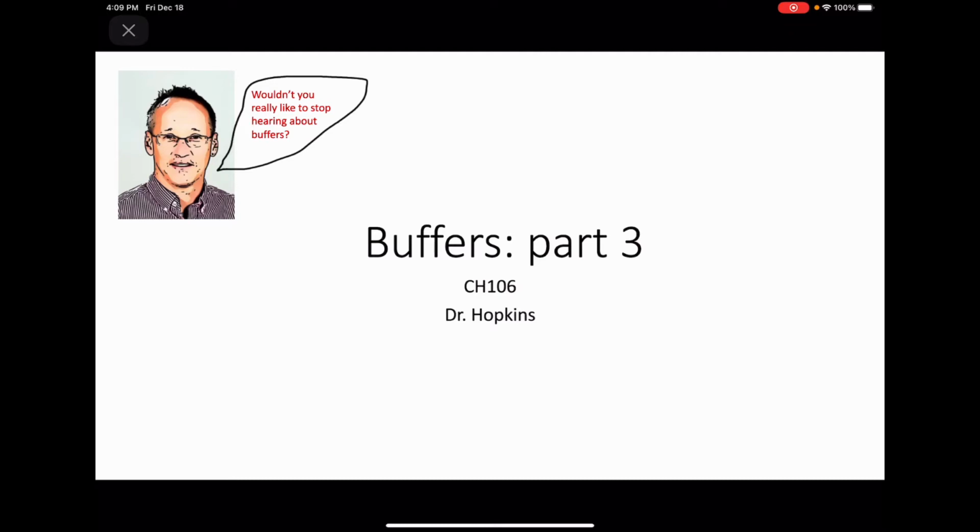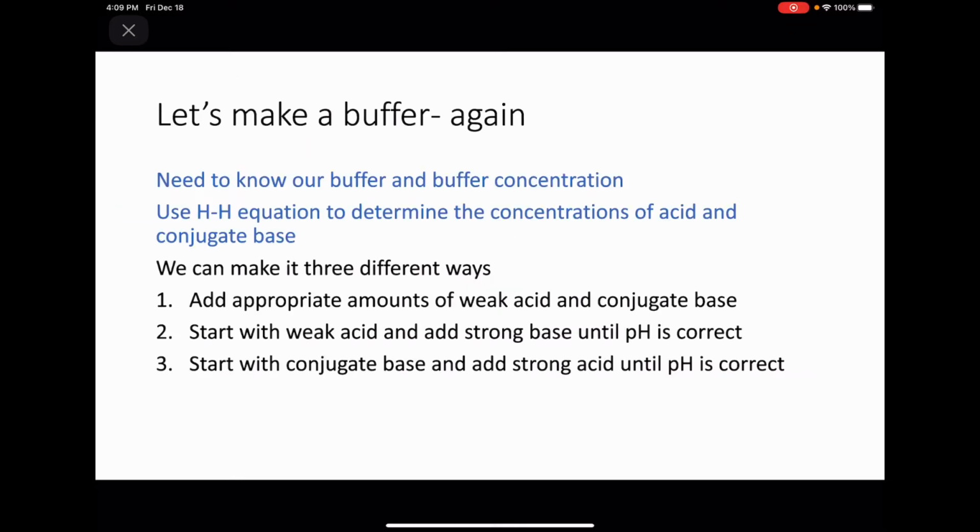We're still covering buffers. And actually what we need to do is finish learning how to make a buffer. So if you remember, last time we chose our buffer and concentration. We used the Henderson-Hasselbalch equation to determine the concentrations that we need of our acid and conjugate base pair. Now we're going to learn how to make a buffer 3 different ways.